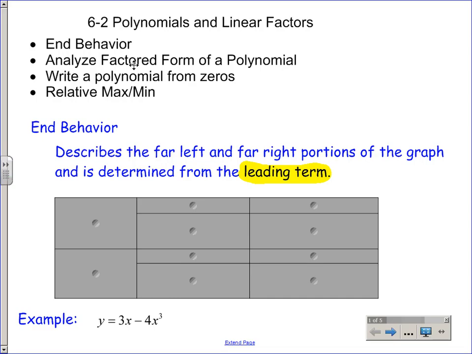Okay, we are going to start talking about, or continue talking about polynomials and start with section 6.2, polynomials and linear factors. And we will begin by talking about end behavior. And in an Inspire activity, you will work on analyzing the factored form of a polynomial and writing a polynomial from its zeros. And then we'll also discuss how to find the relative max and min, which you will also use the Inspire to do.